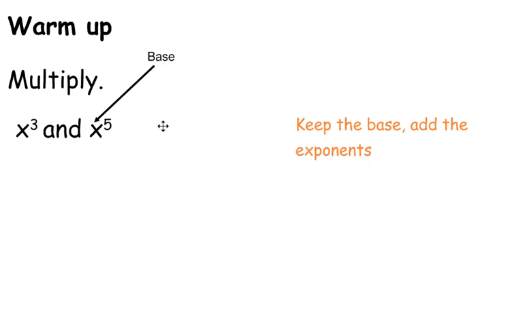You can only multiply variables that are alike. You can only multiply exponents if they have the same base. What's the exponent? Well, the exponent is that little number that you see that the base is being raised to. So it says keep the base, add the exponent. So x to the third multiplied by x to the fifth is just going to be x to the 3 plus 5, which is just x to the 8th.